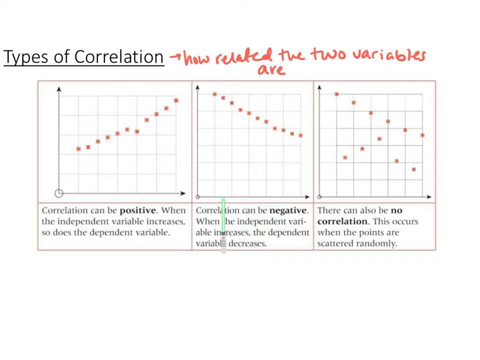Correlation can be negative. So as your independent variable increases, your dependent variable decreases. So this would be like something, the more you study, as time increases on the study, the less you play video games. So your video game time would decrease. And then no correlation, they're random, they're neither positive nor negative.